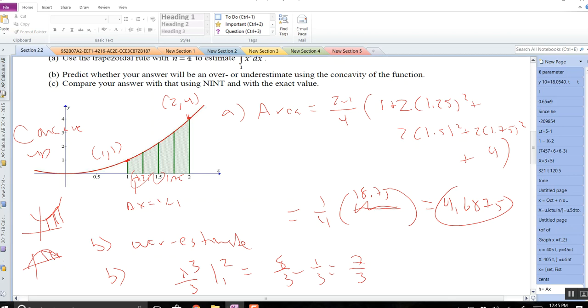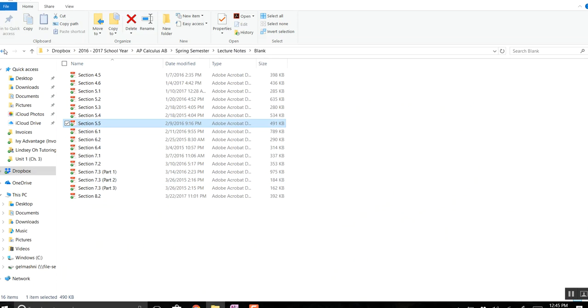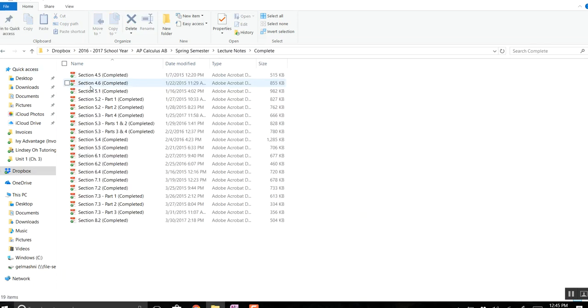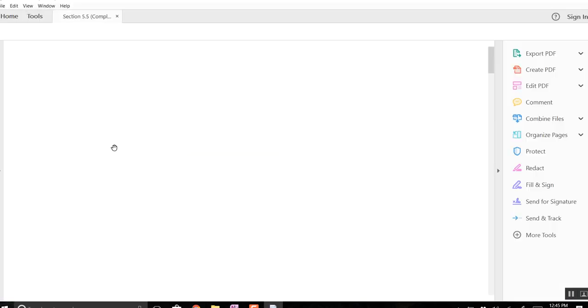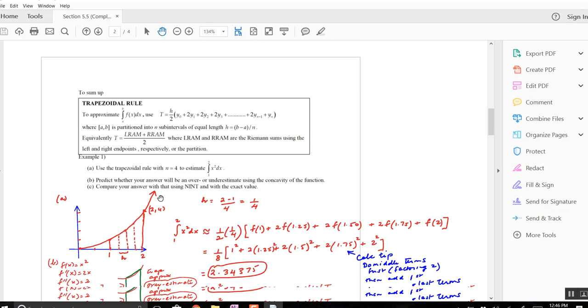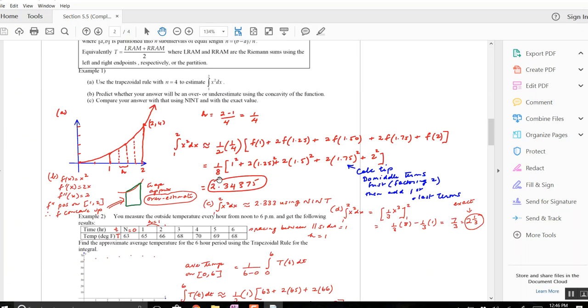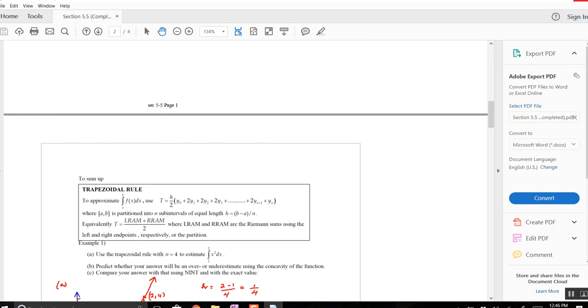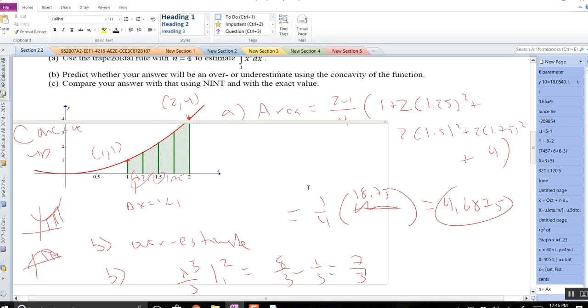The trapezoidal rule. Yeah, something seems a little bit off here. Let's actually look at the completed notes and see what I did wrong. Oh, well, there you go. This is why it's always good to check your work.